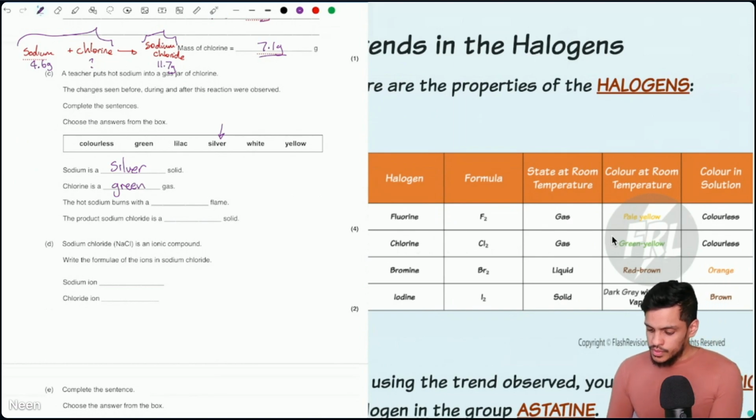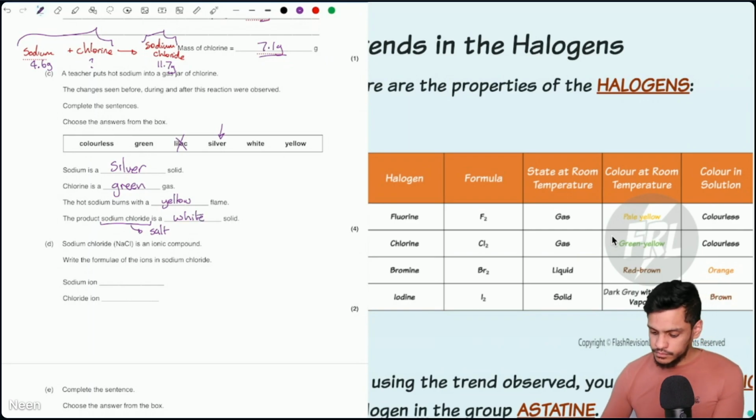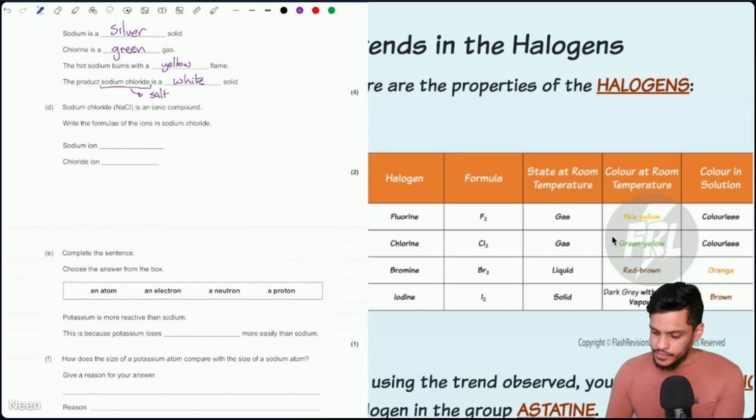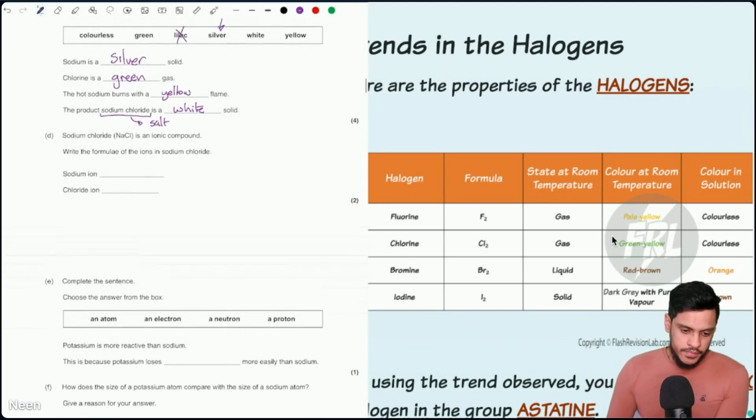The hot sodium burns with a... So sodium burns with a yellow flame, not a lilac flame, because that's potassium. Sodium is yellow. Lilac is for potassium. And then the product sodium chloride is a what solid? Sodium chloride is basically salt. It's like salt that you put in your food, right? So it's literally just a white solid. Okay, well done, guys.